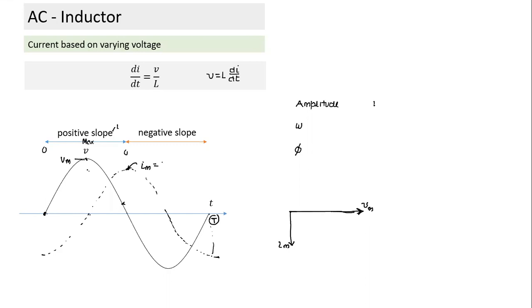This current amplitude is related to the voltage amplitude. How much is that? So the amplitude of current is Vm divided by XL. What is XL called? Inductive reactance. Inductive reactance is equal to omega L. The omega term for current is also the same. How about phase? Whatever phase voltage has, current will be lagging by 90 degree.